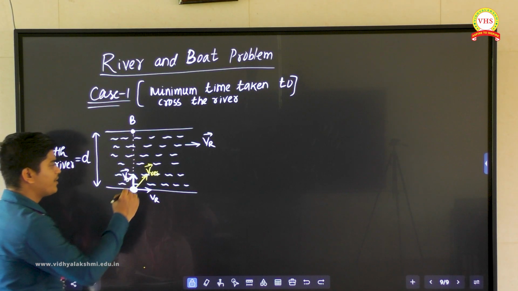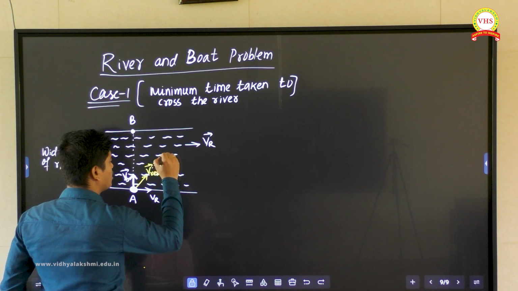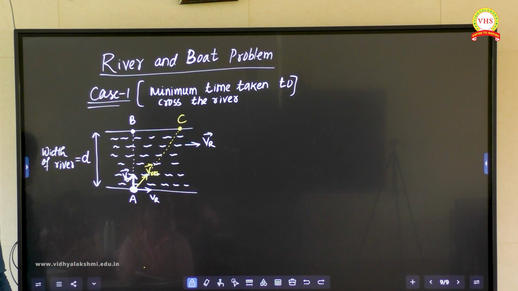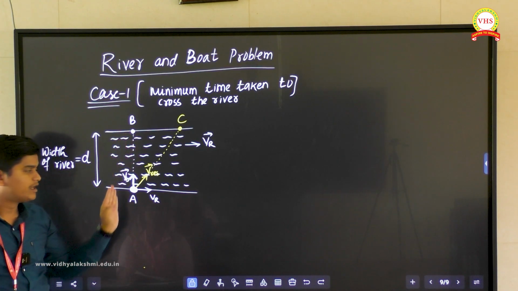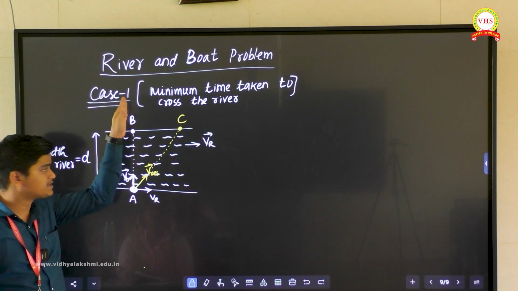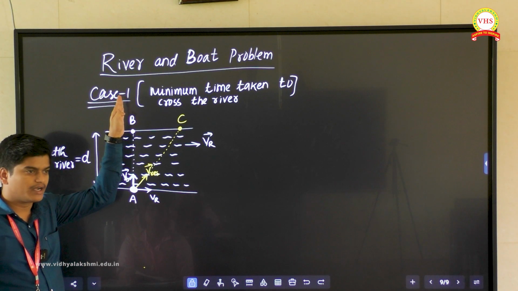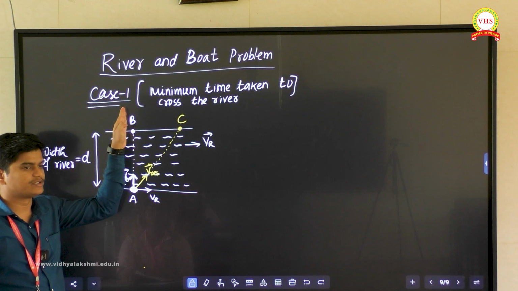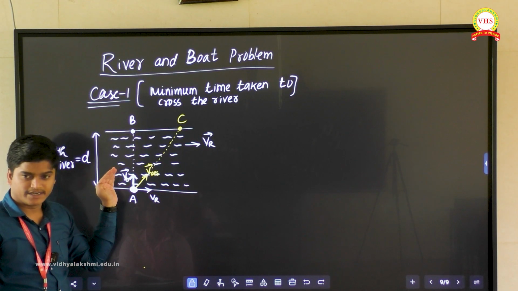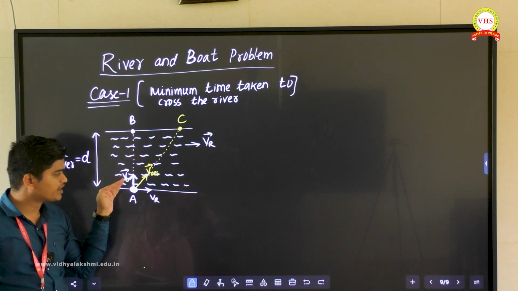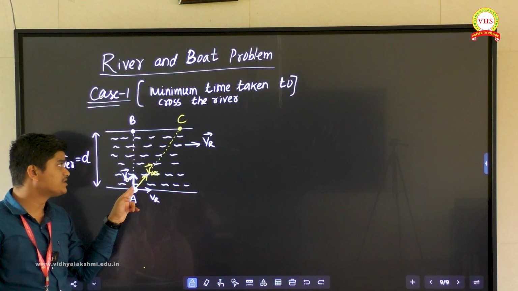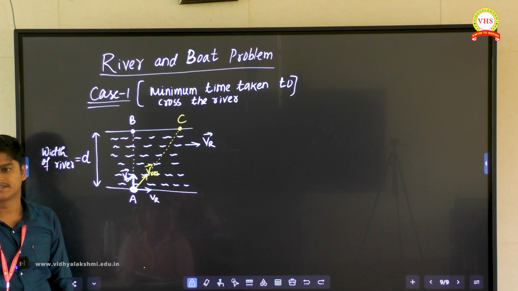That means what will happen? Now this boat, instead of going to B, where will it reach? Another point, which is C. Actually the boat wanted to go to B and it went vertically, but it cannot reach B vertically because there is already a certain velocity towards the right. So it will go with a certain resultant velocity, V resultant, and that will take this boat to point C.